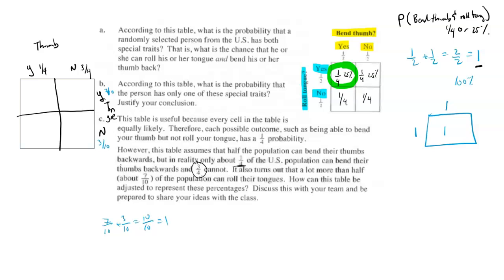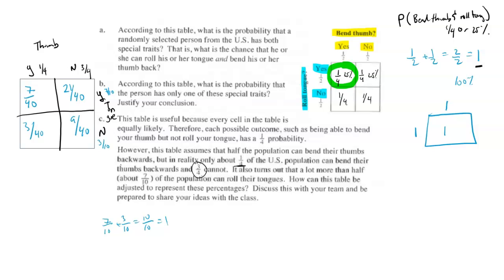So again, I can fill in this box. 1/4 and 7/10, so this would be 7 out of 40. This would be 21 out of 40. This is 3 out of 40, and this is 9 out of 40. If you add up all these numbers, 21 plus 9 is 30, plus 7 is 37, plus 3 gives you 40. So again, there's a 100% chance that you will end up in one of those boxes.